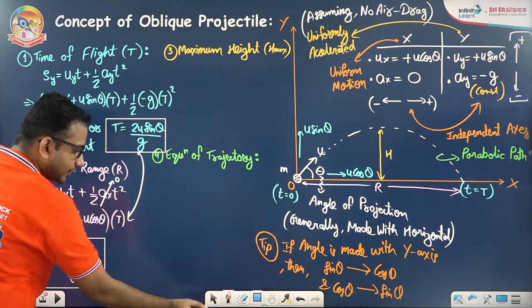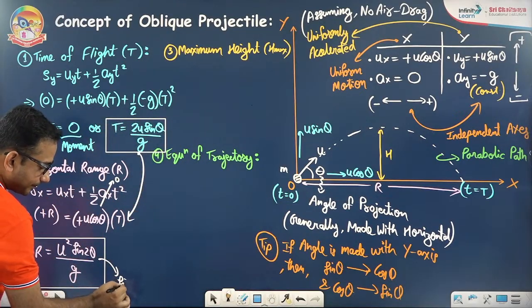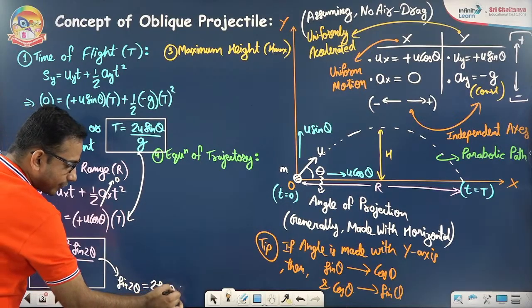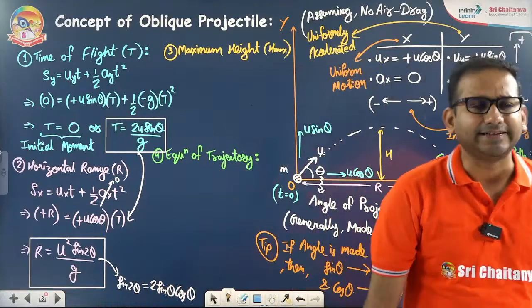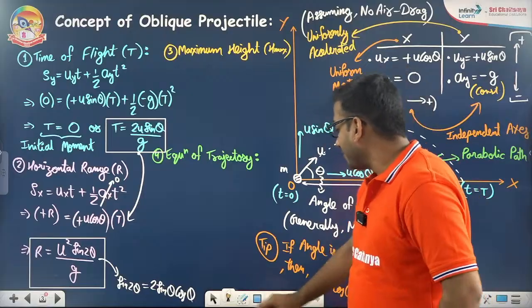I hope everyone knows here that sine 2 theta is always written as 2 sine theta cos theta. That's clear? All right.